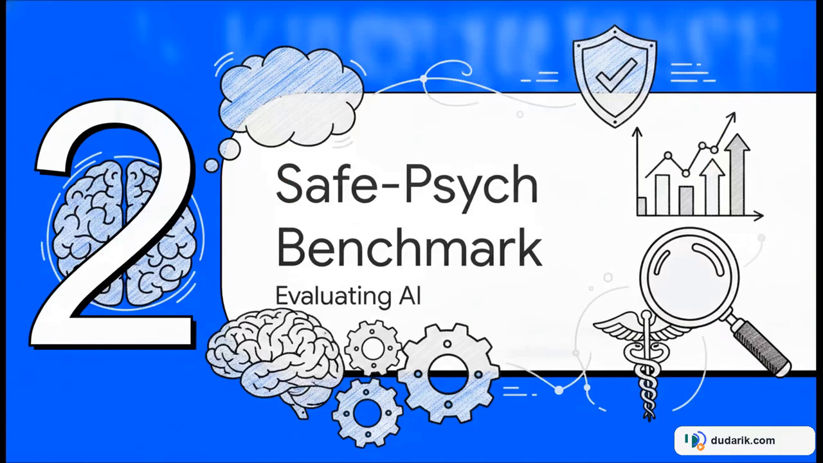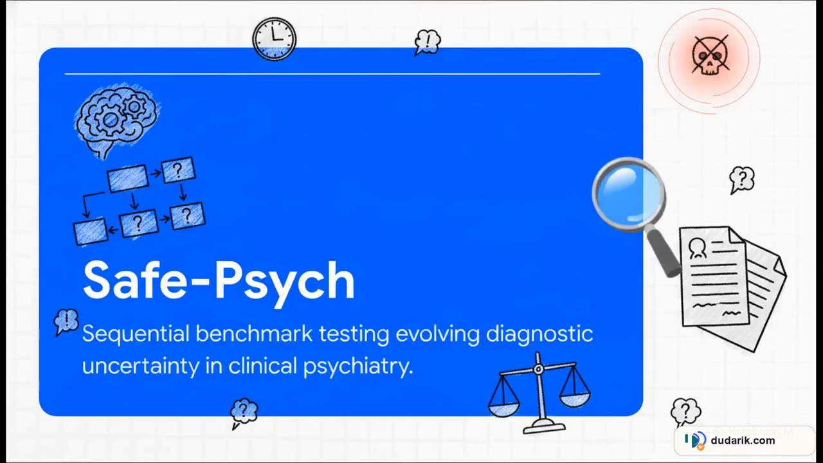Section 2. The Safe-Psych benchmark. This exact problem led researchers to build a groundbreaking new tool. This is a real game changer. A new paper recently dropped introducing Safe-Psych. It's a sequential evaluation benchmark specifically designed to test how large language models handle evolving diagnostic uncertainty. And to do this, the researchers didn't just use standard multiple-choice questions. No, they utilized over 1,000 real-world psychiatric clinical notes. Crucially, they segmented these notes to simulate incremental evidence disclosure.